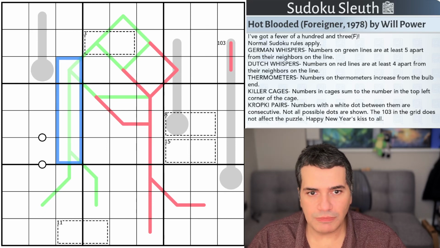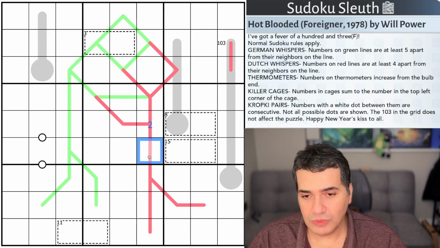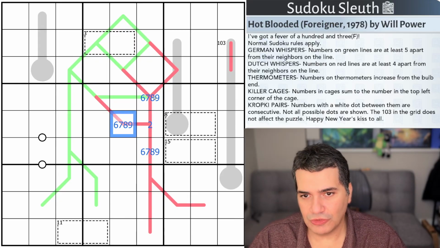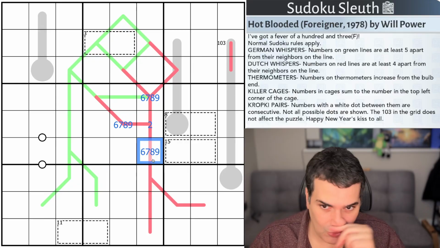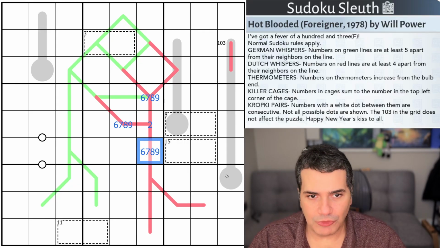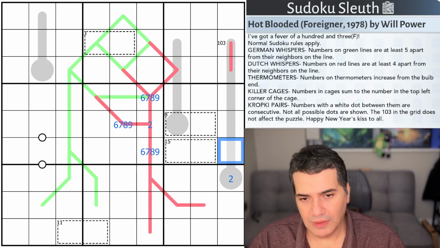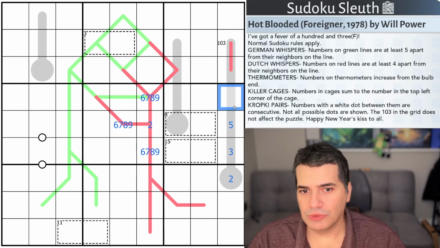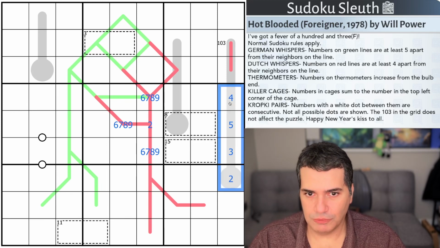Dutch whispers, of course, numbers on red lines are at least 4 apart from their neighbor on the line. So this 2 here works because the neighbors could be any of 6, 7, 8, or 9. Notice the addition of the 6 this time because it's only 4 or more away. Watch out, 5s are allowed on Dutch whisper lines. Thermometers, of course, numbers on thermometers increase from the bulb end. If this cell is a 2 and this is the bulb end, this would have to be 3 or higher. It doesn't have to be regular steps, a step of 1, a step of 2. What I can't do at any point is decrease from the previous digits. So that 4 has broken the thermometer rule.